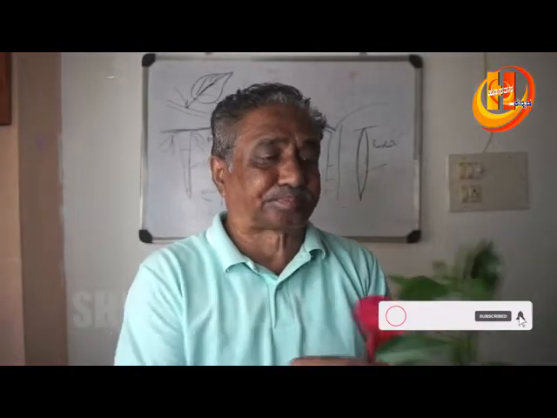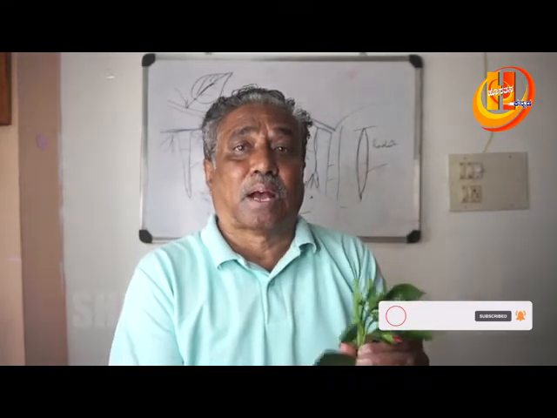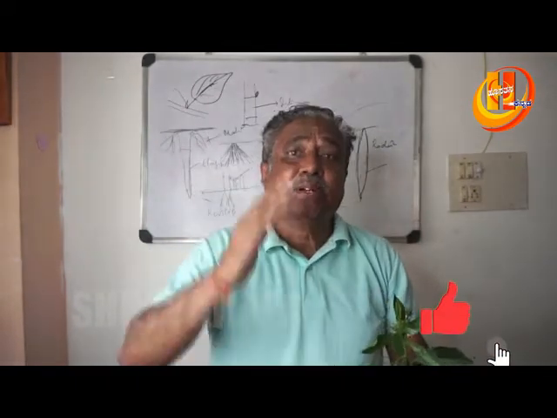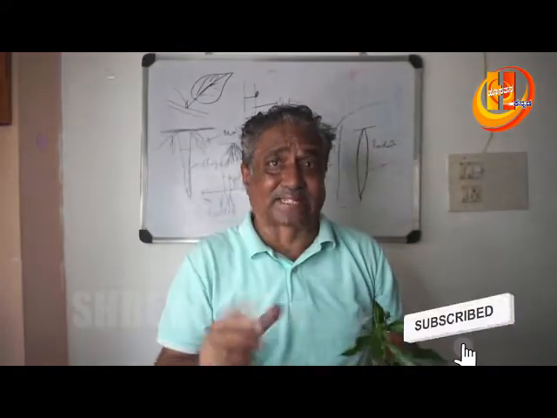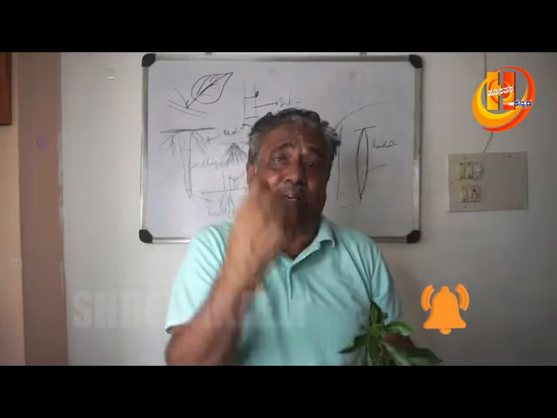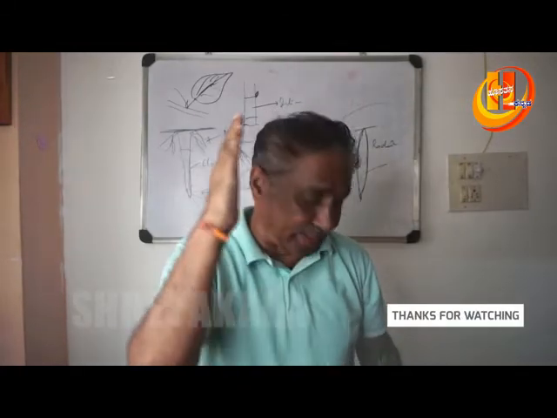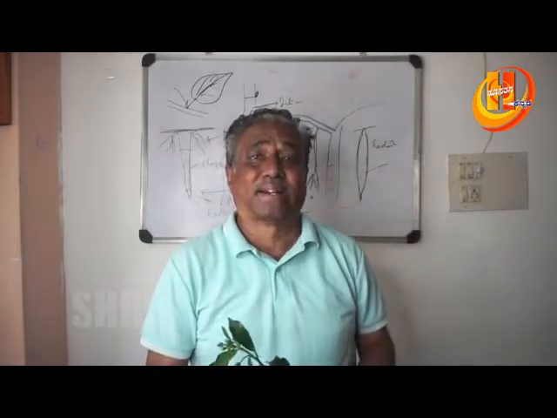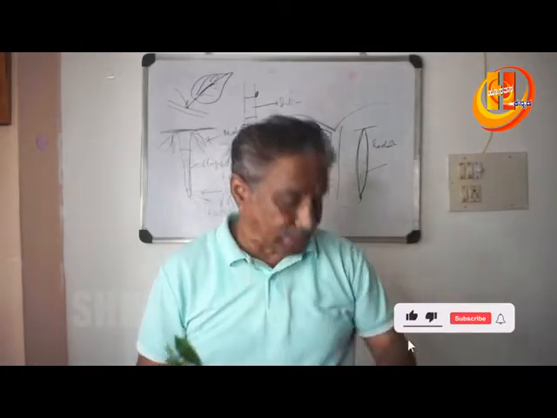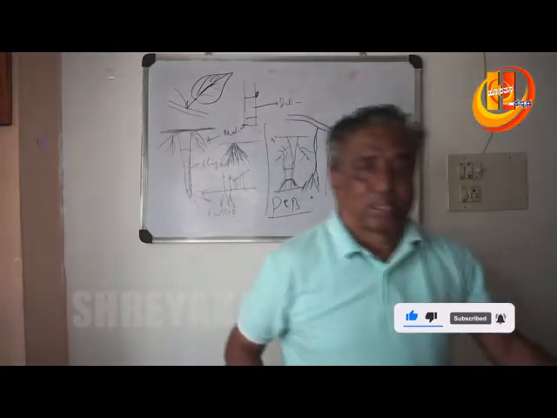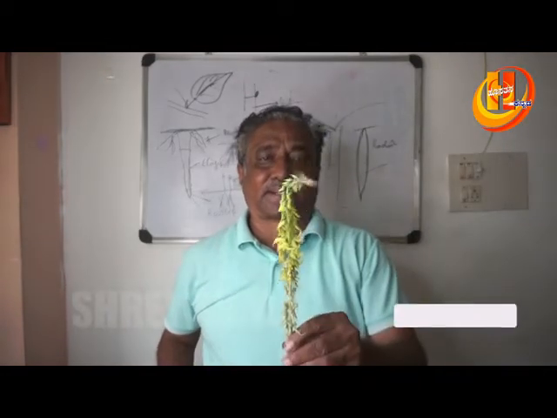And coming to the inflorescence, the arrangement of flowers on the floral axis, the arrangement of a single flower or group of flowers on the peduncle or the floral axis is called inflorescence. The two major types of inflorescence are the racemose and cymose types of inflorescence. So this is the racemose type of inflorescence.